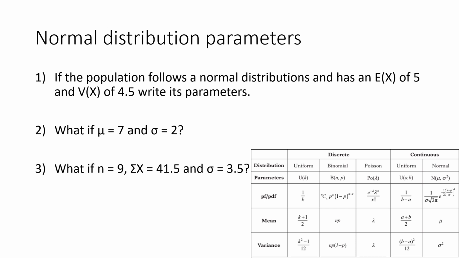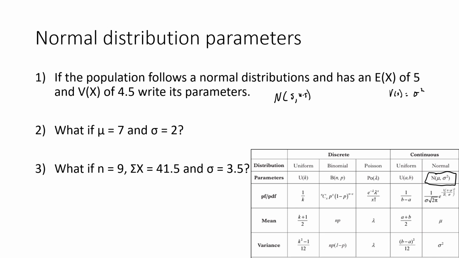Let's move on to writing the parameters of a normal distribution. So again, in our data booklet, we will find our parameters in this table, which is always very helpful. And now let's do the questions. If the population follows a normal distribution and has an expected value of 5 and a variance of 4.5, write its parameters. So the mean and expected value are the same, so we can write N(5, and we know that V(X) is equal to sigma squared, so we can just write 4.5).